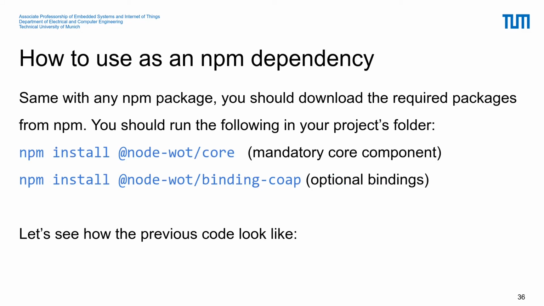Same as with any npm package, you should download the node-wot packages from npm, or you can specify them in your package.json and then run npm install and they will be downloaded. Most importantly, you should always install the node-wot core. This includes all the produce, expose, and read property kinds of methods. These are then mapped to concrete protocols by using different bindings. So you should include a minimum of one binding, such as CoAP or HTTP.